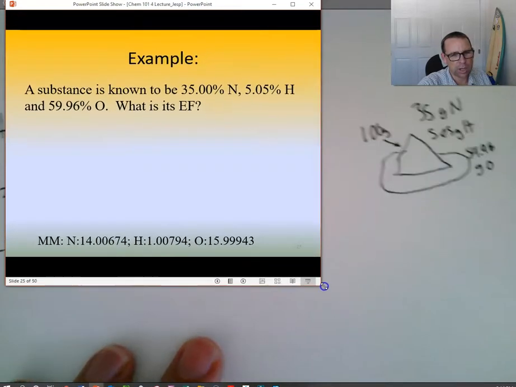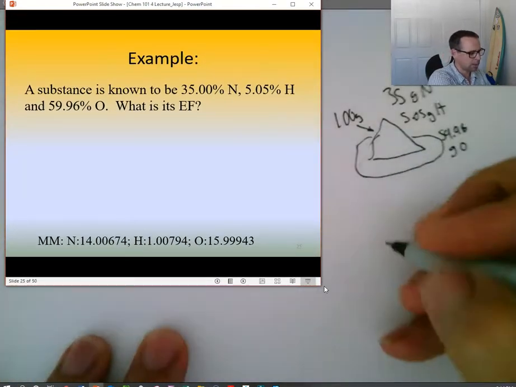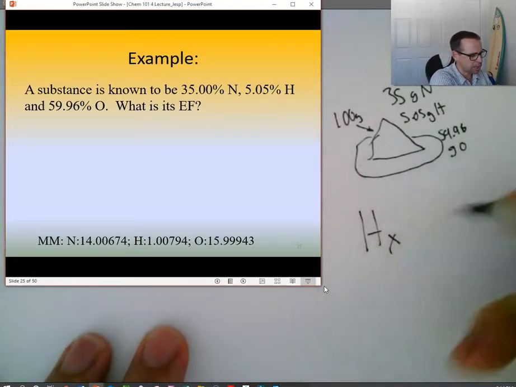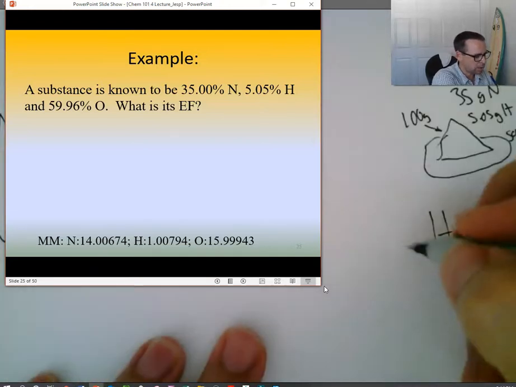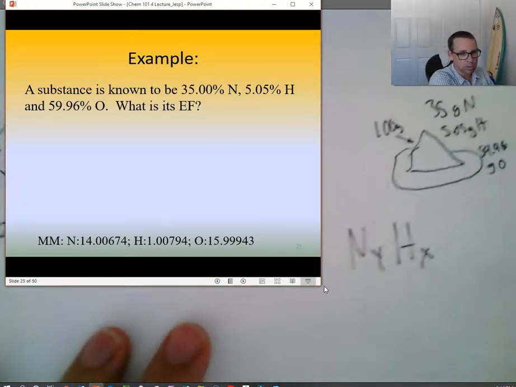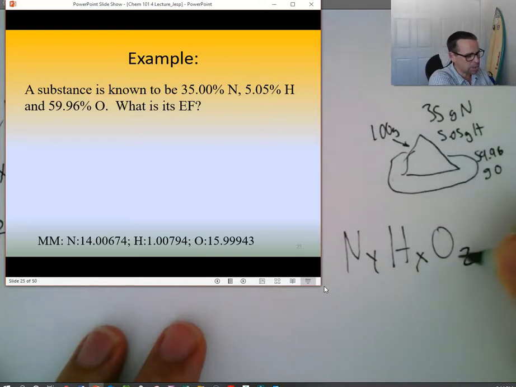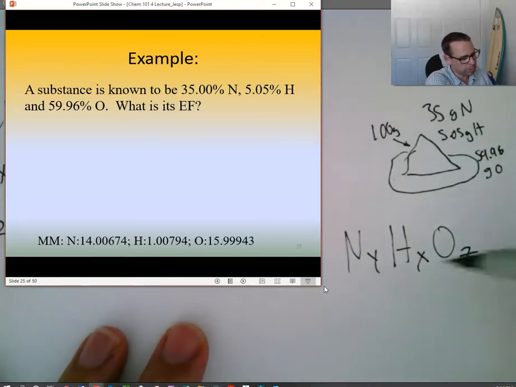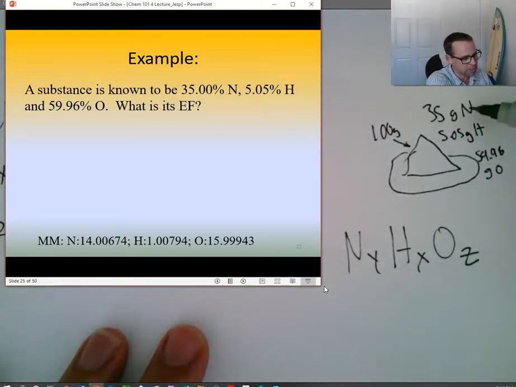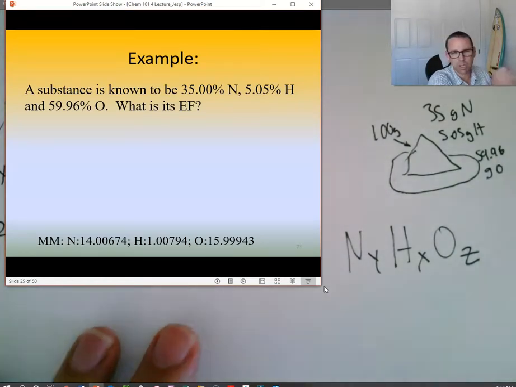So, can I take my chemical formula NyHxOz? There's my empirical formula, and I'm trying to find those. Can I take the 35 and put it down here? And the 5.05, put it down here for hydrogen? And the 59.96 down here for oxygen. Would that be okay?